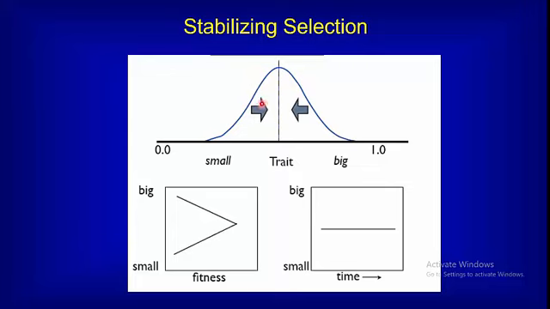So this kind of scenario where the extremes on both sides are rejected is what is known as stabilizing selection. In this particular case, although selection is operating, you don't really see the trait value changing in any direction, right? And that is supposed to be the most common kind of selection that ends up happening.